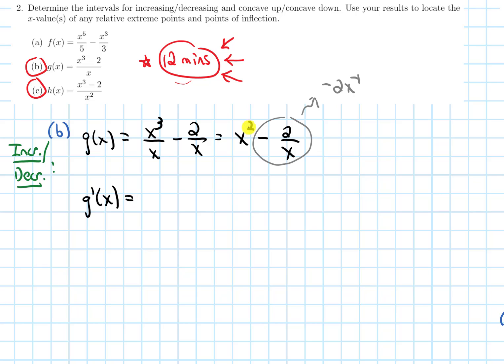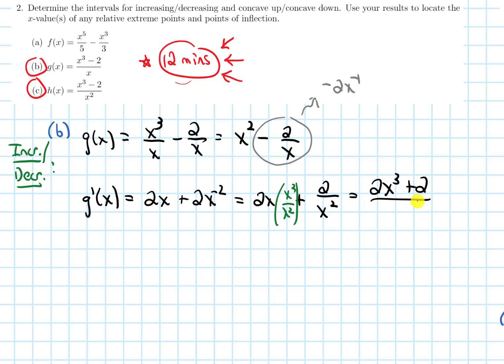I don't need quotient rule. For the x squared, that derivative is 2x. For the next term, the minus 1 comes down, and I'll get a plus 2x to the negative 2. Now let's simplify this. So we get 2x plus 2 over x squared, and I can get a common denominator. So let's multiply the first term by x squared over x squared. So this gives us 2x to the third plus 2 over x squared. And now I can factor 2 out of the top to get 2 times x to the third plus 1, over x squared. Okay, so that's my derivative.